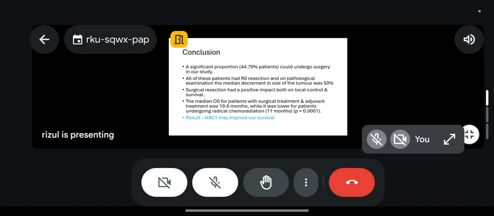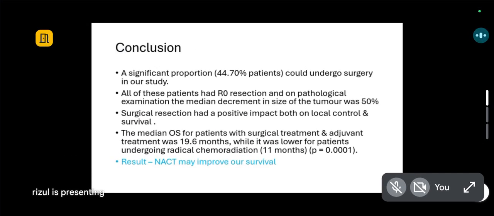So with this they came to the conclusion that in all the patients with R0 resection, on pathological examination, the median decrement in size of the tumor was 50%. Surgical resection has a positive impact on both local control and survival. The overall survival of patients with surgical treatment and adjuvant therapy was 19.6 months, while it was lower for patients who underwent radical CTRT directly. The results basically show that NACT can improve our survival rate.